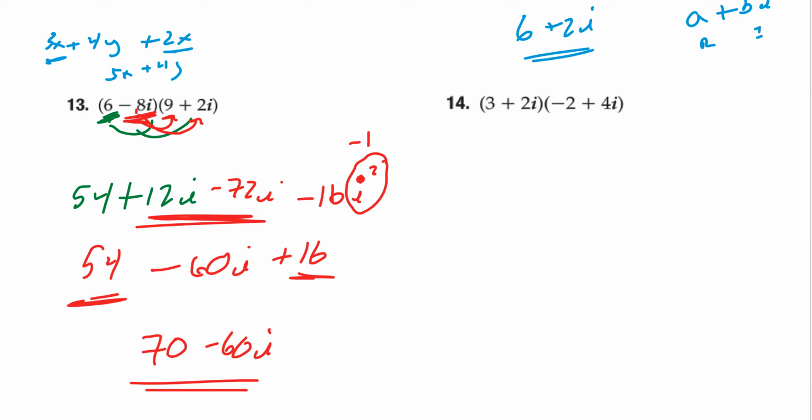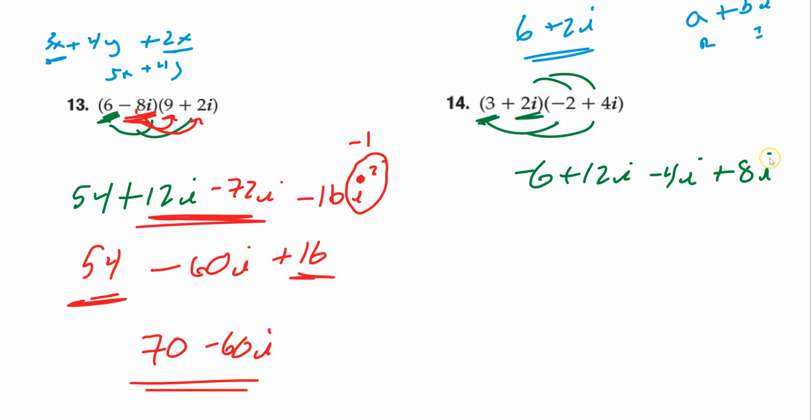Let's do another one, a little quicker. I'm going to multiply 3 by both, so -6 plus 12i. Then we'll multiply 2i by both, so -4i. Then here I get positive 8i squared. Keep in mind this right here is -1. So that becomes a -8, because you multiply. You should never have i squared in your answer. i's, yes. i squared, no.